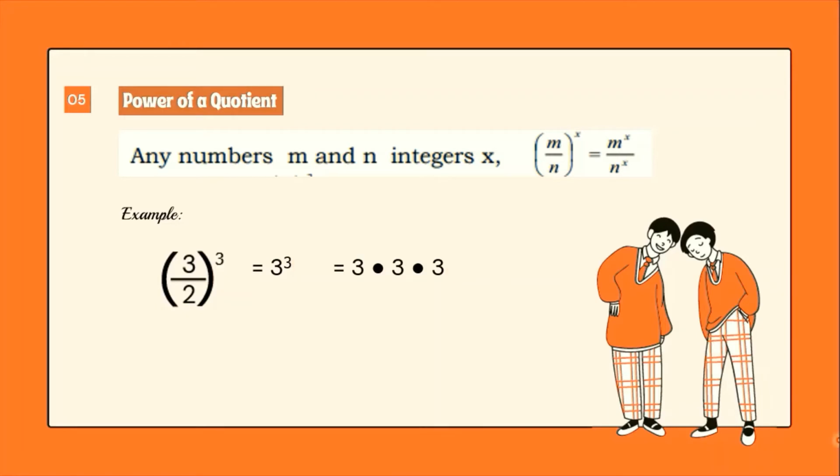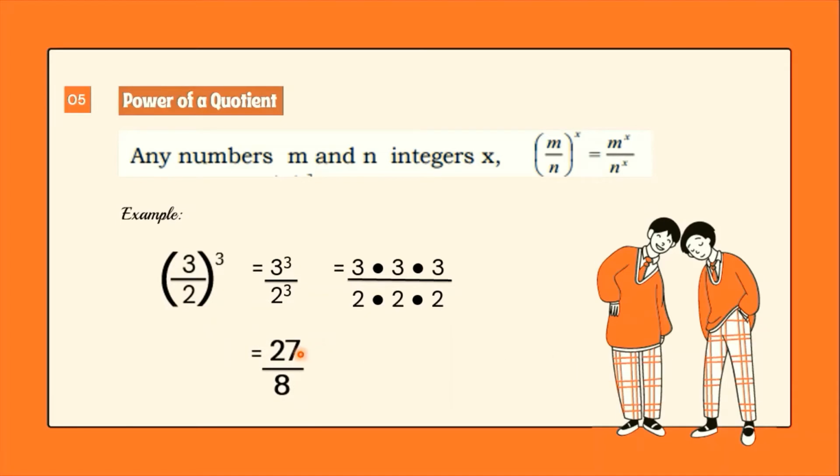Multiply natin yung 3 sa sarili niya ng 3 beses. Ganon din naman yung ating denominator na 2. So ito ay magiging 2 cubed. Siya yung base. Ito yung ating exponent. At ito yung kanyang expanded form. 3 beses i-multiply yung base na 2 sa sarili niya. And our result will be 27 over 8.